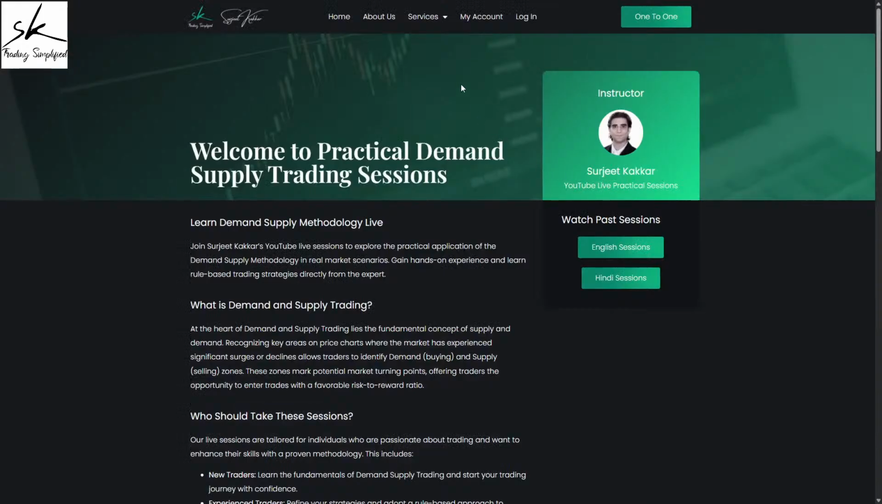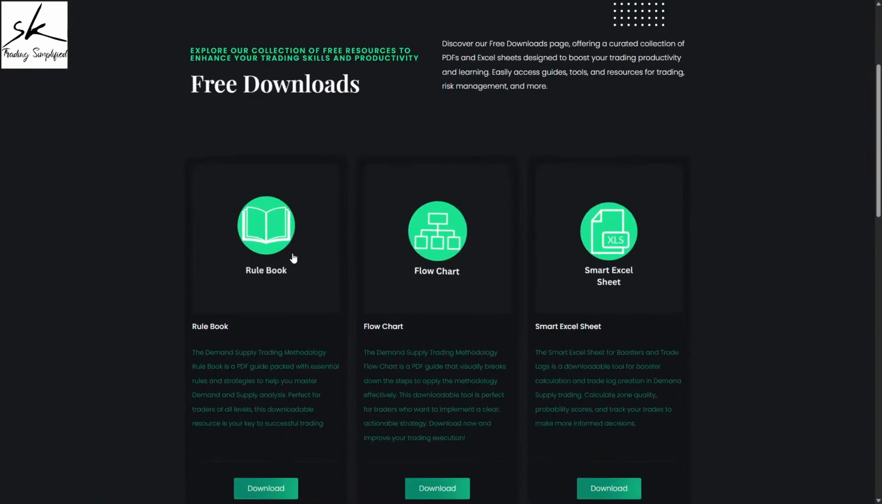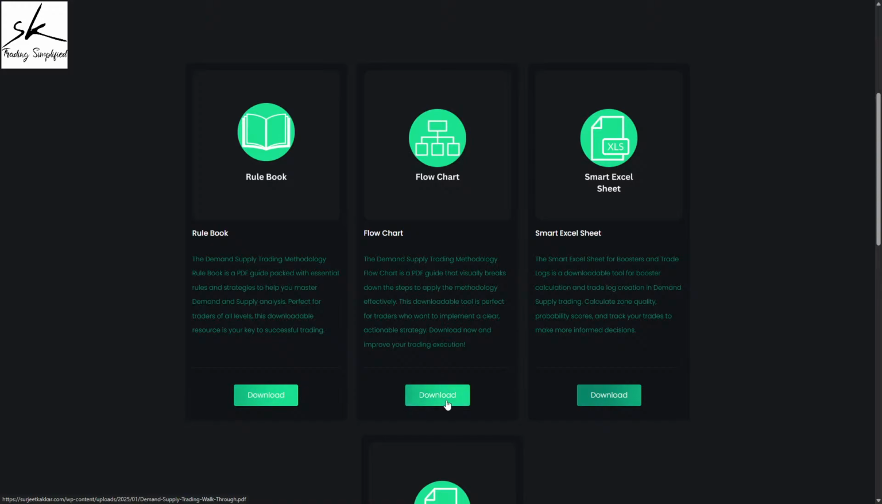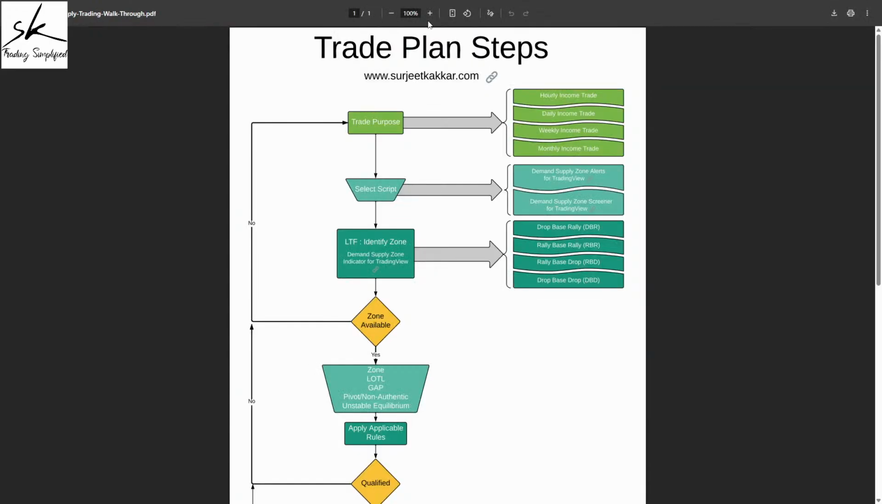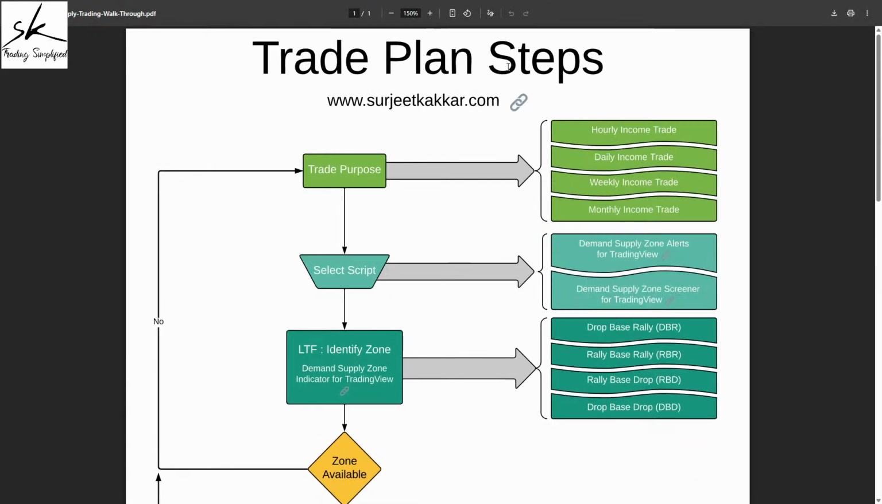Again, very simple. On our website, under services, you have the option for downloads, which is the 4th option. Click on downloads, and here you can see the very first one is your rulebook. The other one is your flowchart. Download both of them. So this is your rulebook and this is your flowchart. Now, how do we use these documents? Like I said, during the practical session, you will experience it.